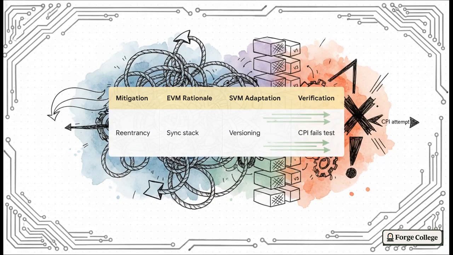Let's apply this to a reentrancy guard. The EVM rationale: the synchronous call stack prevents state races. The SVM adaptation: account versioning or exclusive mutable borrows. And for the verification check we write: unit test CPI reentry attempt fails. Notice the actionable verb, test, there. Your checks absolutely must be actionable.